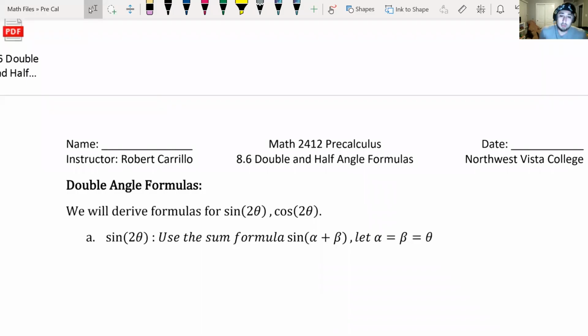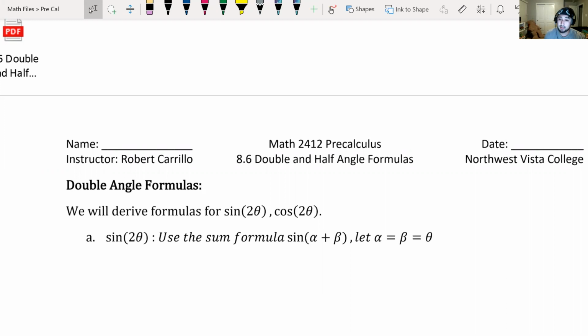Hey guys, welcome. This is 8.6, double angle and half angle formulas. So more formulas to put on top of the other formulas we know already. We want to derive formulas for sine 2 theta and cosine 2 theta. We will first start with sine 2 theta, and we are going to manipulate the sum formula for sine.